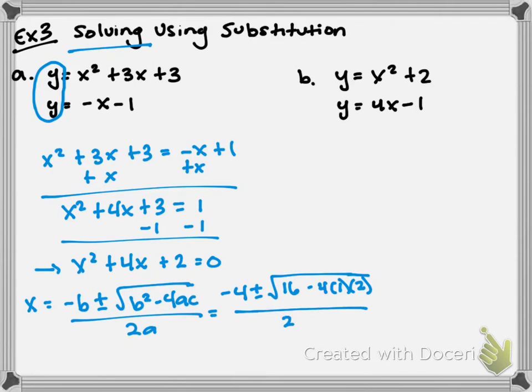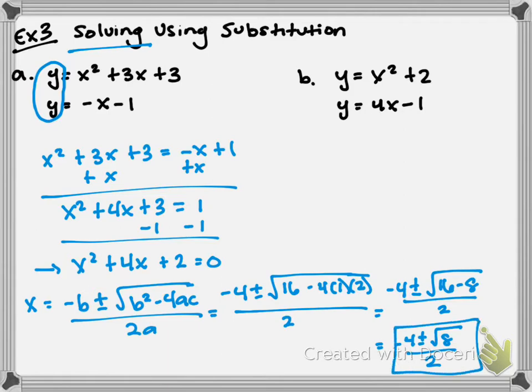2 times 1 is 2. So we get negative 4 plus or minus the square root of 16 minus 4 times 1 times 2 is 8 over 2. So we get negative 4 plus or minus the square root of 8 over 2. So that's super ugly. The answer key was wrong.